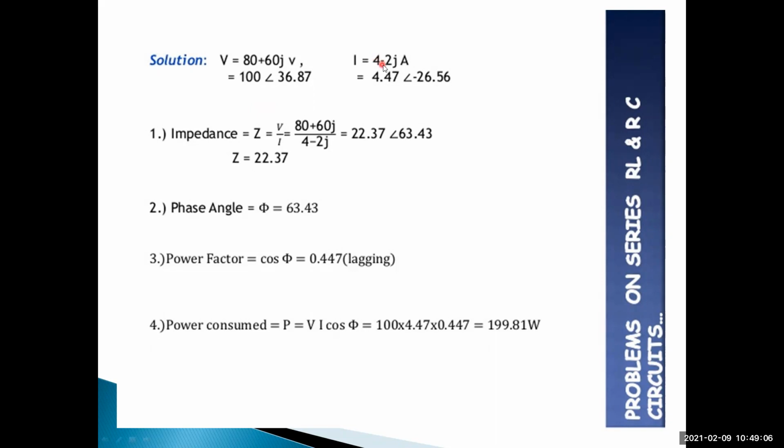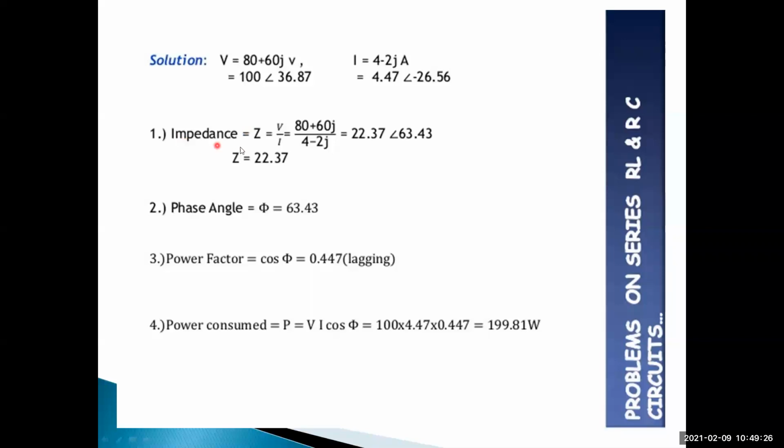Similarly, the current I is equal to 4 minus 2j. The magnitude is the square root of 4 squared plus 2 squared, which is 4.47. The angle is tan inverse of 2 by 4, which is tan inverse of 1 by 2, so you get minus 26.56.